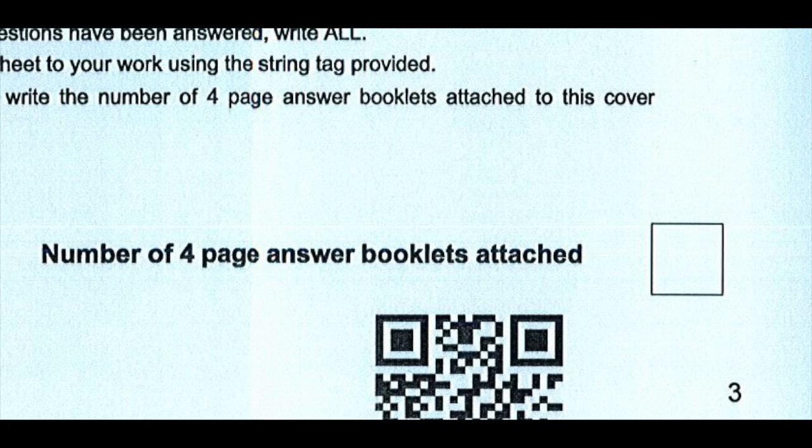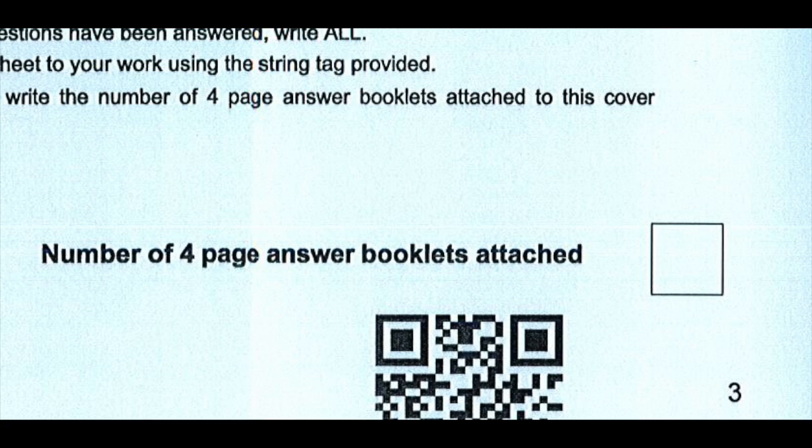And you then need to put the number of 4-page answer booklets attached. Now, so if you're in a structured examination paper and you don't use any answer booklets, then you just put 0. If you use an answer booklet with a structured examination paper to continue answers or is working out, then you put 1. The examination paper is not an answer booklet. You just put the number of answer booklets you've used. 1, 2, 3, 4, 5, whatever. That's how you fill that out, the question numbers and the answer booklets.